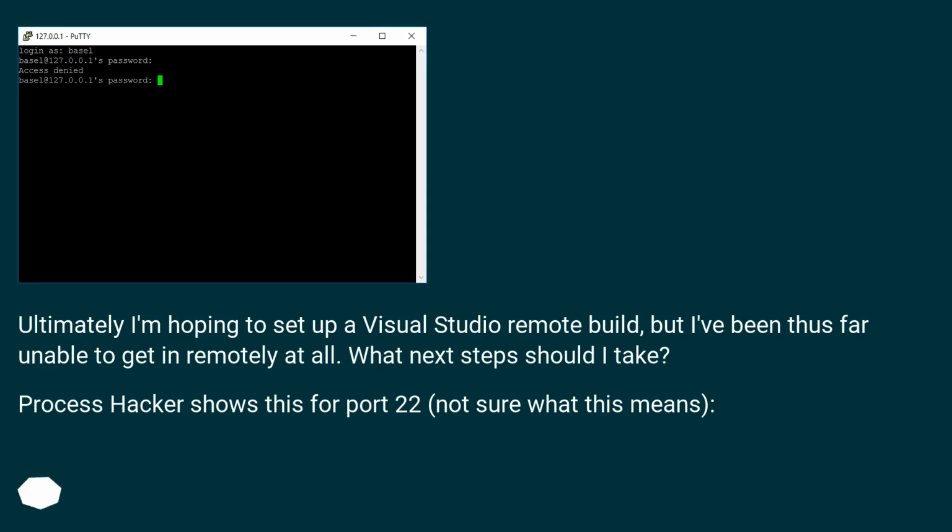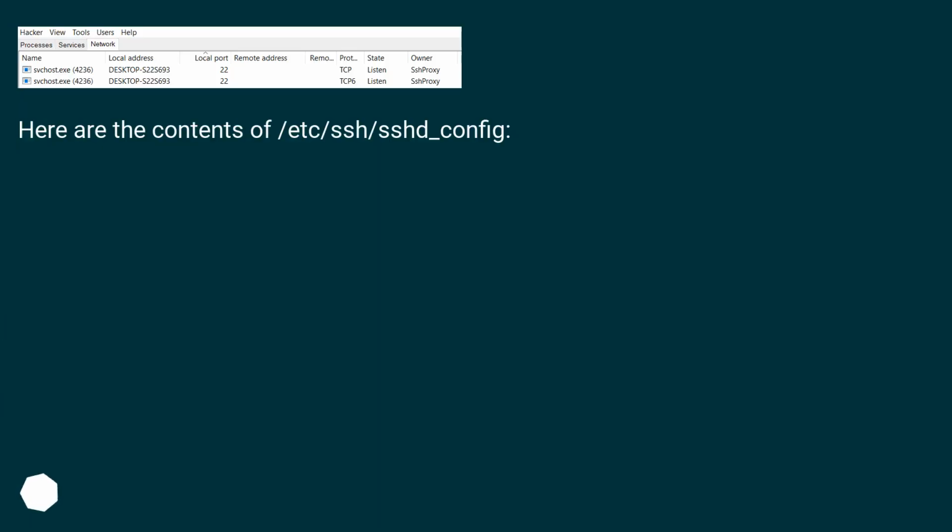Process Hacker shows this report 22. Not sure what this means. Here are the contents of /etc/ssh/sshd_config.